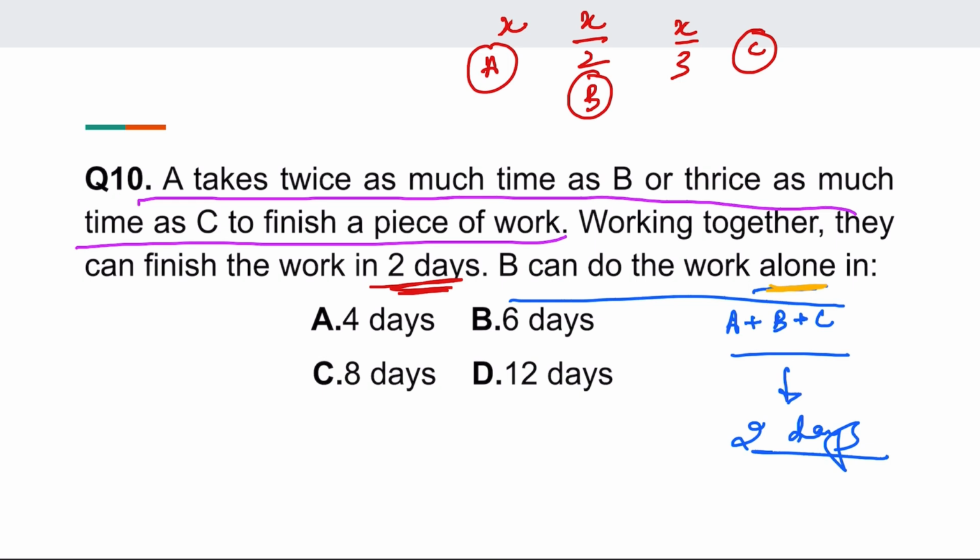So B is very, very hardworking. He has to do all the work on his own. So how many days will B take to complete the work on his own? Let's solve it and let's be done with all the questions of time and work. So let's start. Now I have told you that for A, B and C, it's going to be X, X by 2 and X by 3. What is this? Days which they have taken to finish work.